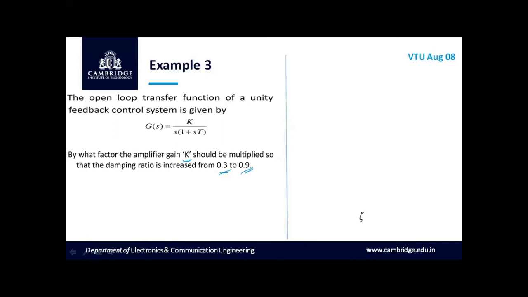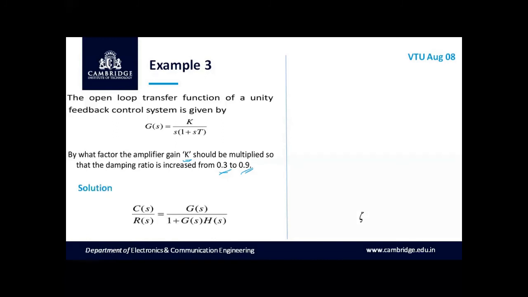So it is very clear that you are given an increase in the damping ratio, that is zeta 1 and zeta 2. We can take zeta 1 to be 0.3 and zeta 2 to be 0.9. So let us try to solve this problem.